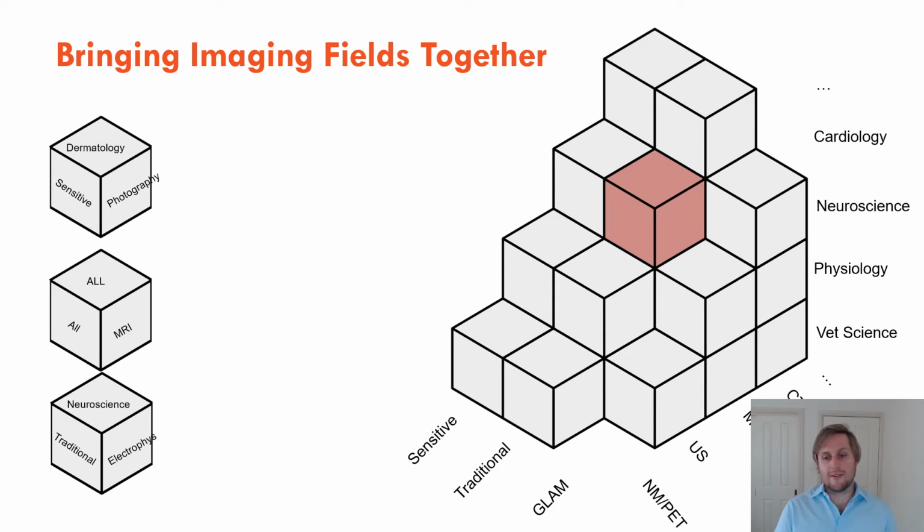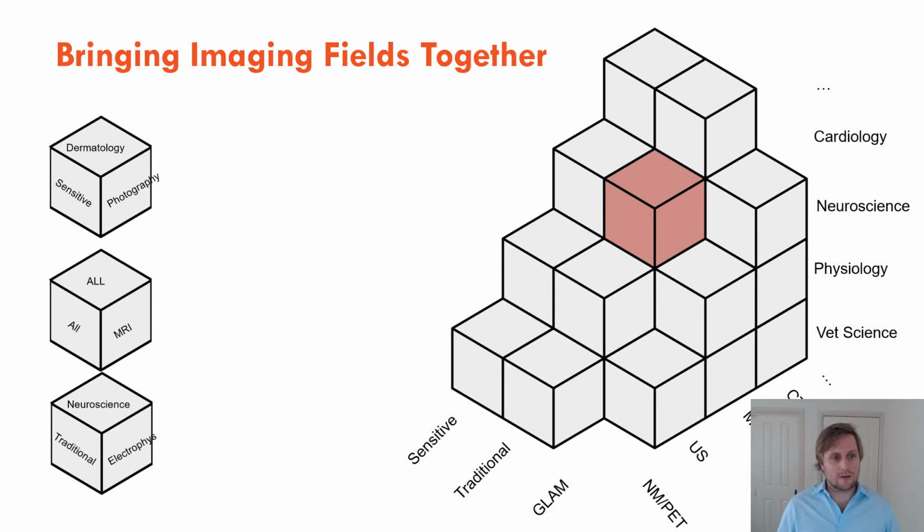On the second axis is different types of imaging. MRI is usually used for neuroscience, but there are many other modalities such as CT, ultrasound, PET, and nuclear medicine, dermatology, photography, etc. And there are, of course, the different fields of research: physiology, vet science, cardiology, and the list goes on. So what we are aiming to do is, with our platform, to bring all of these together in a single place and start adopting common tools that can be used across.